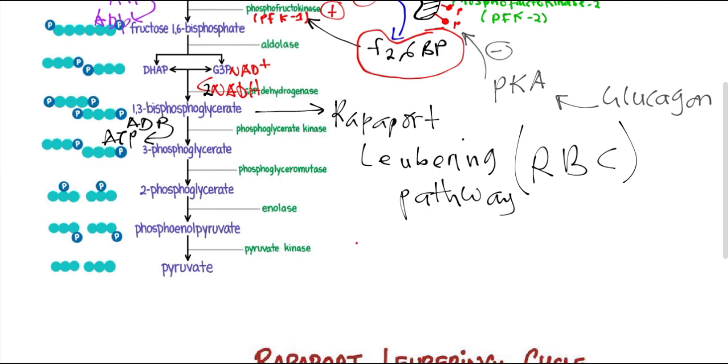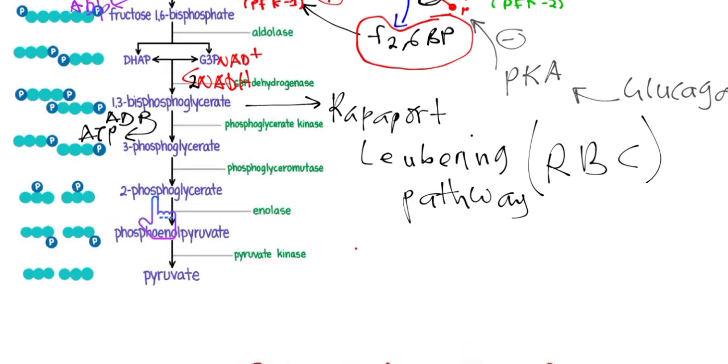Now, when you form 3-phosphoglycerate, what is happening, guys? There's another enzyme here which is called phosphoglycerate mutase. So what is this enzyme doing? Remember from the Rapoport-Luebering pathway, we said that mutase enzymes simply shift the phosphate group. So it's going to shift the phosphate from where? From carbon number 3 to carbon number 2. So now what do we call this molecule? We call it 2-phosphoglycerate.